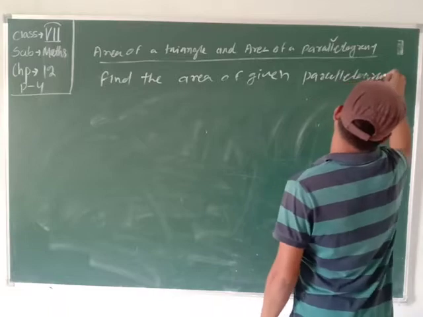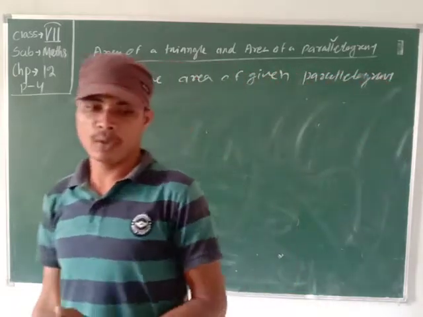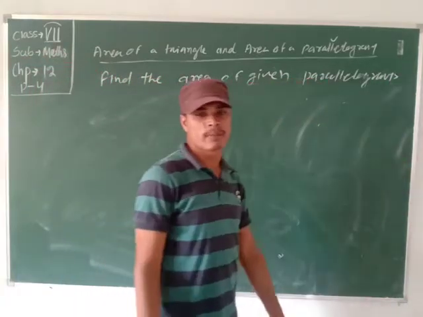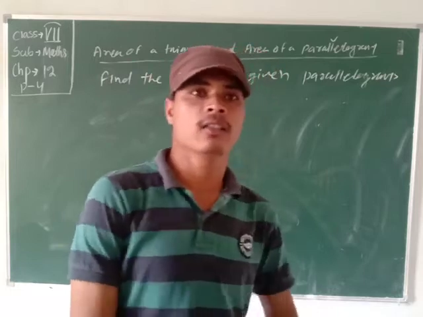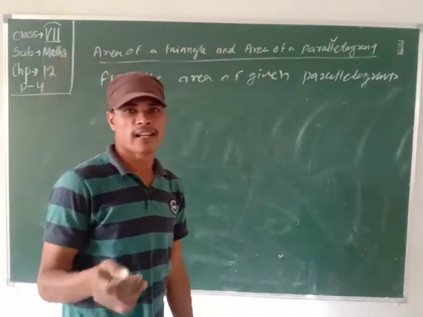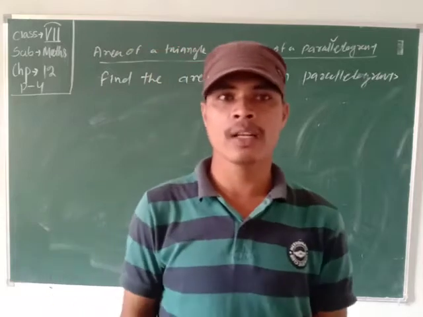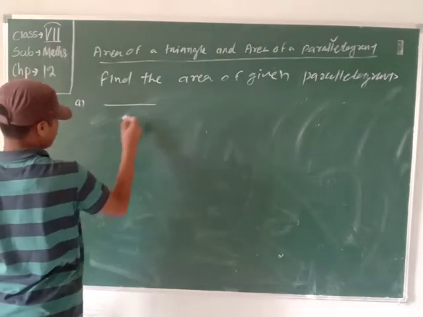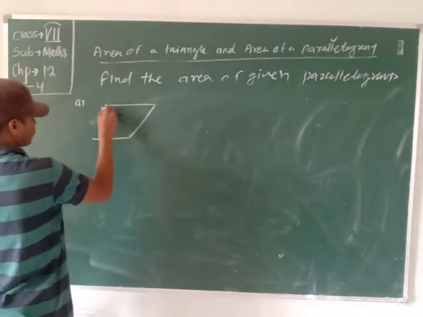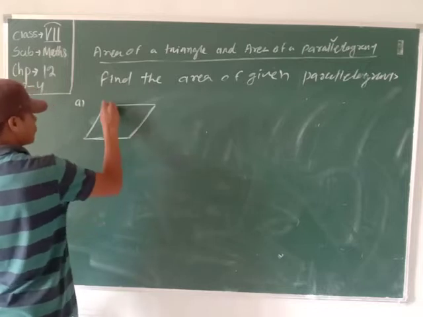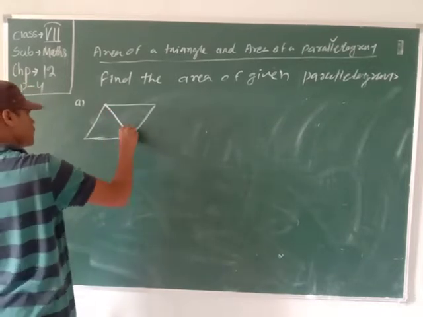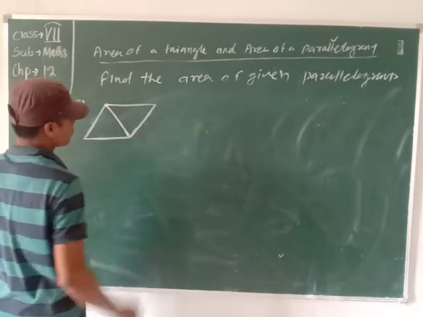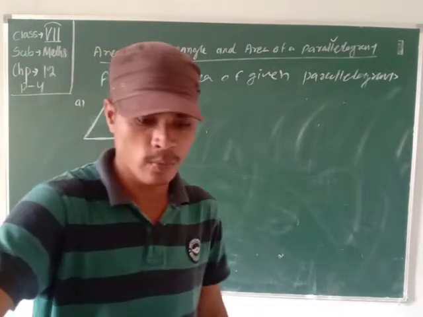Parallelogram is given below, and how can we find the area of a parallelogram? Then you know what type of figure is known as a parallelogram. A parallelogram has opposite sides equal and parallel, and its diagonal divides it into two equal triangles. We need to construct the diagonal. Here how many triangles are formed? Two triangles. Then here is the height and base.